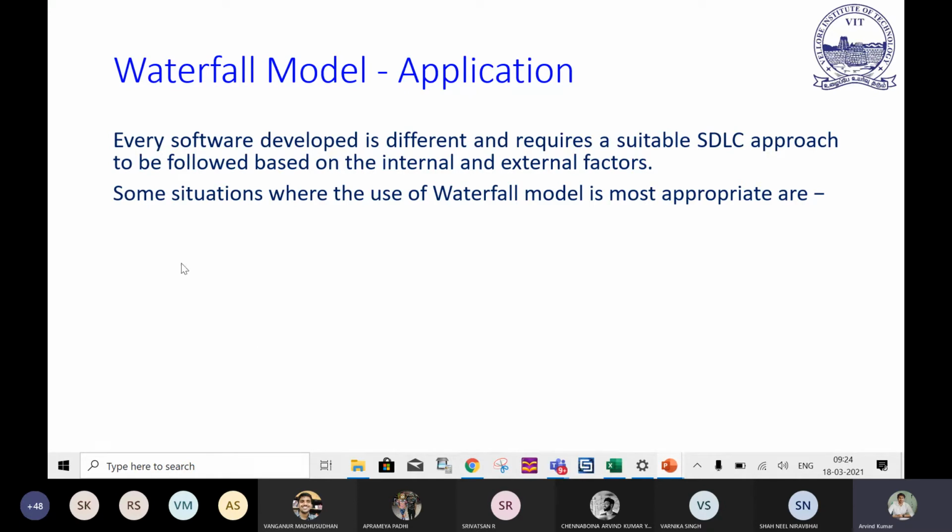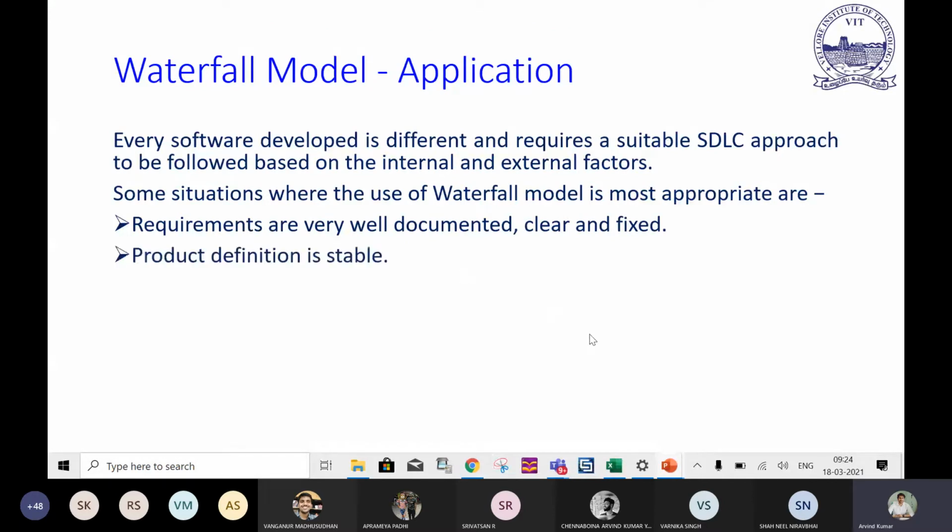Some situations where the waterfall model is most appropriate: requirements are very well documented, clear and fixed. So there you can use it. Someone may ask where you can use the waterfall model. Even the GATE exam asks computer science students. So if the problem is defined very well, documented and very clear, then you can apply this type of model. Product definition is stable. It's not fluctuating.